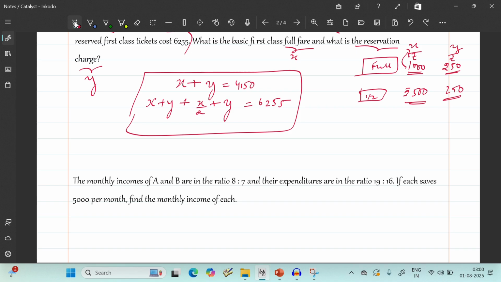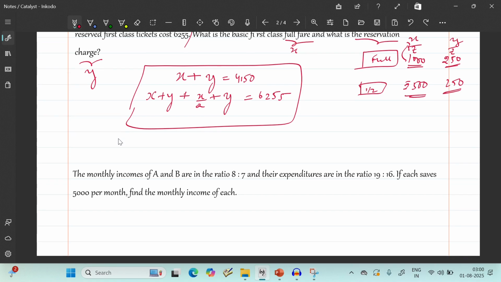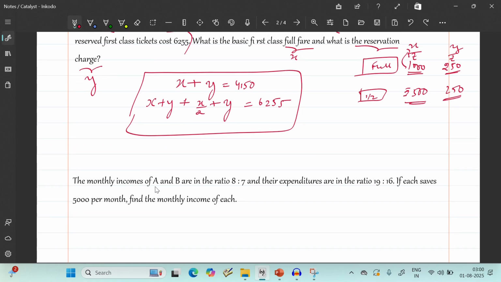Okay, the next question is an income and expense sort of question. They have given that there are 2 persons, A and B, and their monthly income, that is, every month they are earning something, and that amount is in the ratio 8:7. And their expenditures from the amount that they are earning, they obviously have some expenses every month, maybe the rent, maybe the travel expenses, food expenses. The expenses that they have are in the ratio 19:16. If each person saves rupees 5,000 per month, find the monthly income of each.